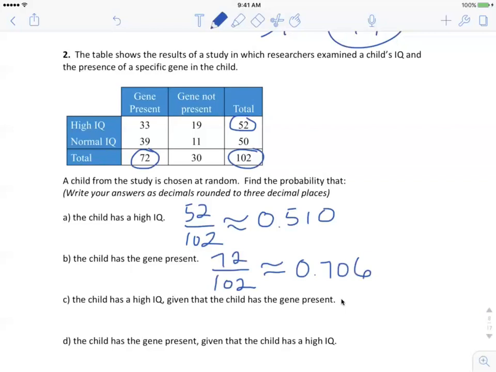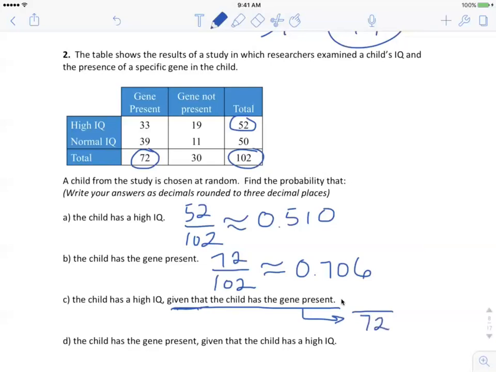A key word for conditional is given that. So if you see that term, given that, the condition is what follows it, given that the child has the gene present. We already know the child has the gene present. Therefore, that's going to change your denominator. We're not choosing from everyone. We're choosing only from those that have the gene present. So whatever follows the given that statement will define your denominator. Go and find the total number of children that have the gene present, which is that 72.